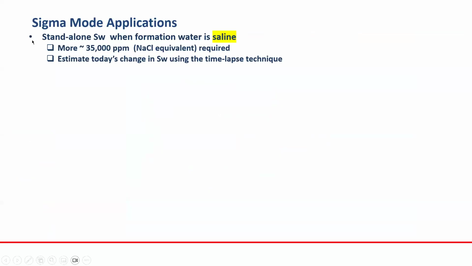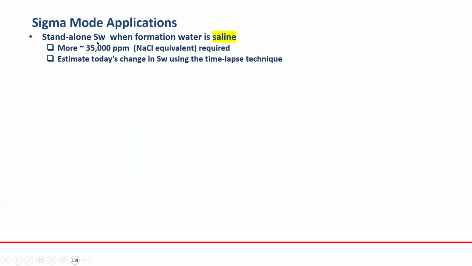Okay. So standalone sigma. So we can measure sigma. Sigma is just a parameter. It's measured. So we can make it a standalone. We can calculate, or compute, saturation if you have only sigma.